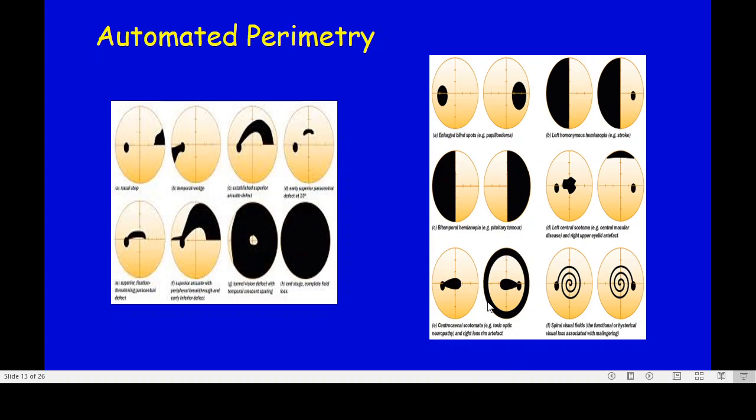This dense peripheral defect is a rim defect, which is commonly seen with the high power lenses that are used during the perimetry. And these spiral defects are very characteristic in cases with malingering or hysteria. So you can see over here that the horizontal midline is violated. So these are because of the neurological changes.